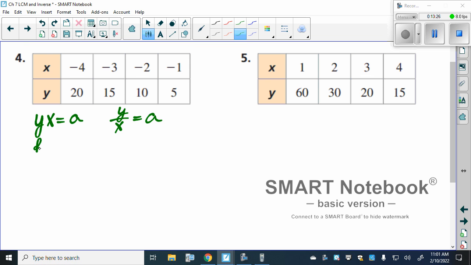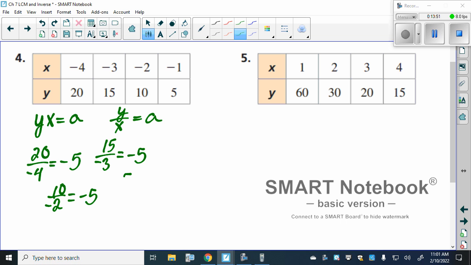So we can say 20 divided by negative 4, which would be negative 5. Then we do the next one, 15 divided by negative 3, which would be negative 5. Then we would do 10 divided by negative 2, which is negative 5. And lastly, 5 divided by negative 1 is negative 5. So this here would be a direct variation.